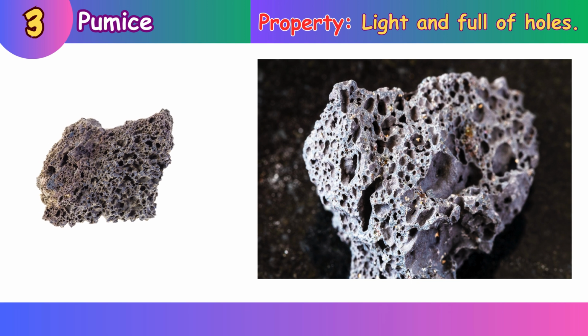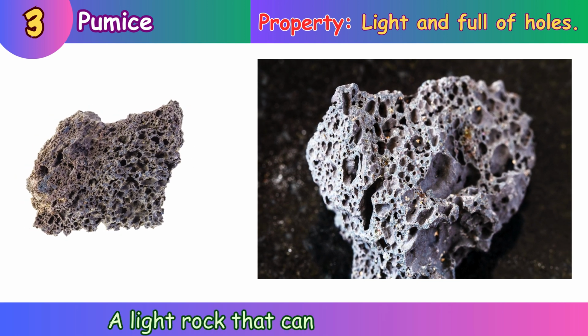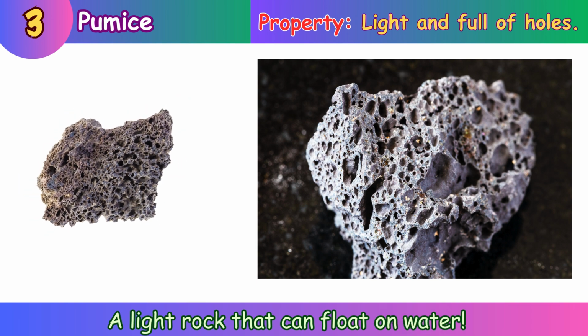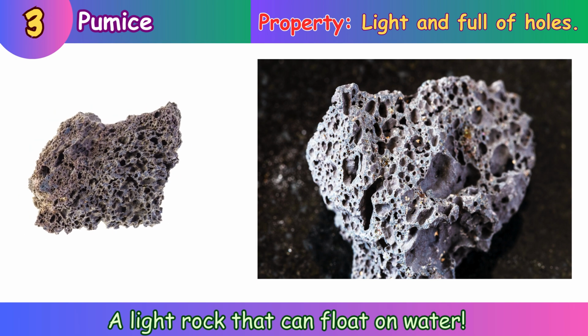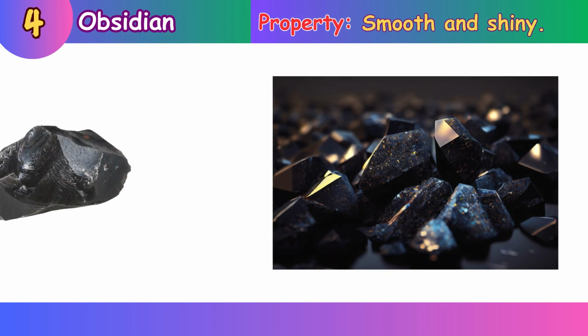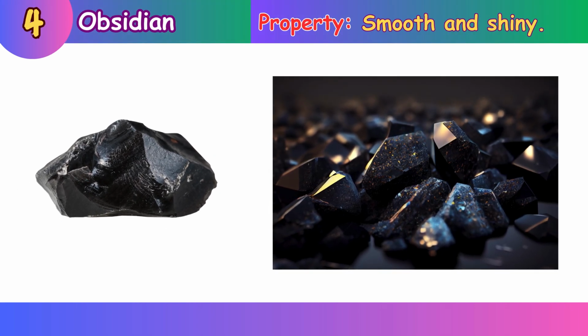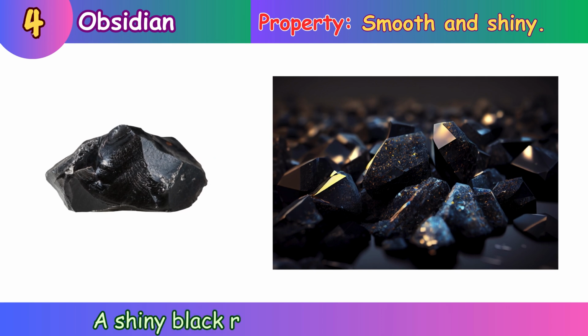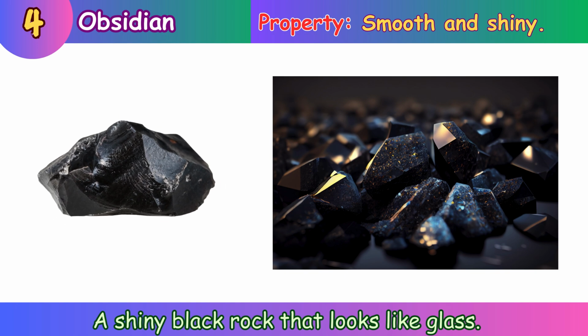Pumice. Light and full of holes. A light rock that can float on water. Obsidian. Smooth and shiny. A shiny black rock that looks like glass.